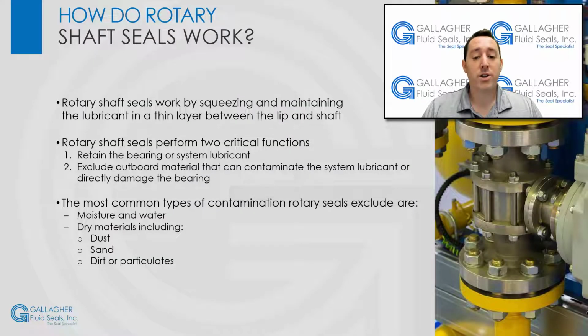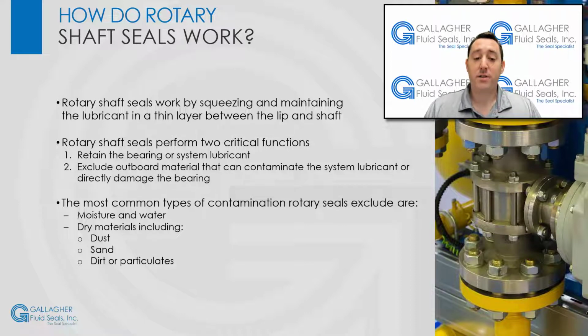So, how do rotary shaft seals work? Rotary shaft seals work by squeezing and maintaining the lubricant in a thin layer between the lip and the shaft. Sealing performance is further aided by the hydrodynamic action caused by the rotating shaft, which creates a slight pumping action. Rotary shaft seals provide protection by performing two critical functions. In most applications, the primary function of the seal is to retain the bearing or system lubricant. There are thousands of different types of lubricants available today, but in general, bearings are either oil or grease lubricated.